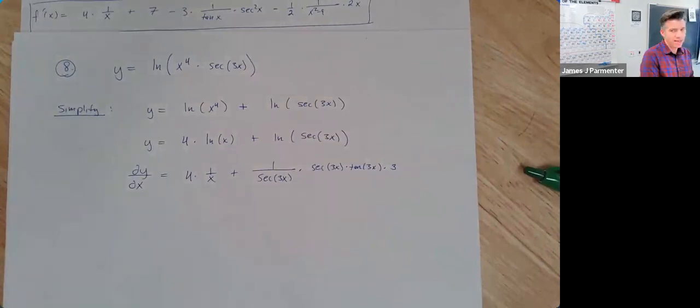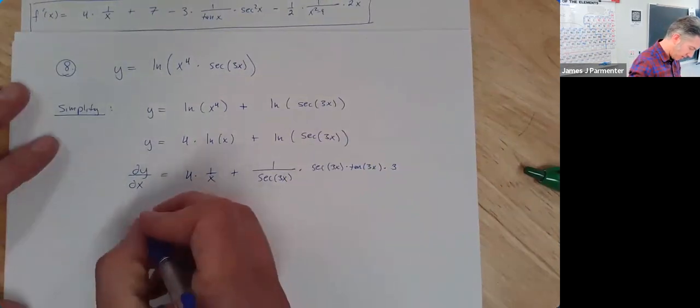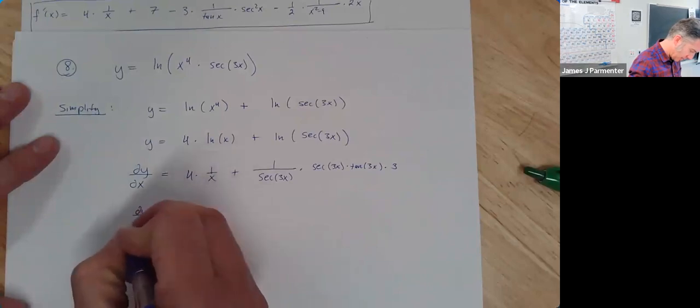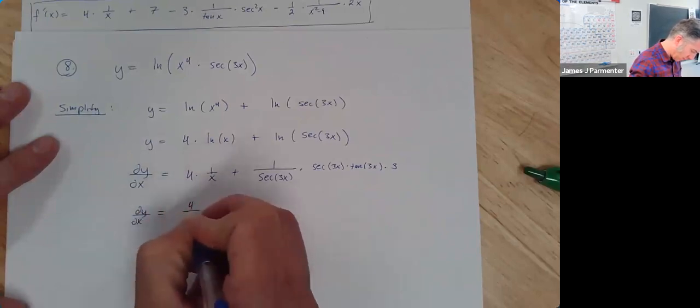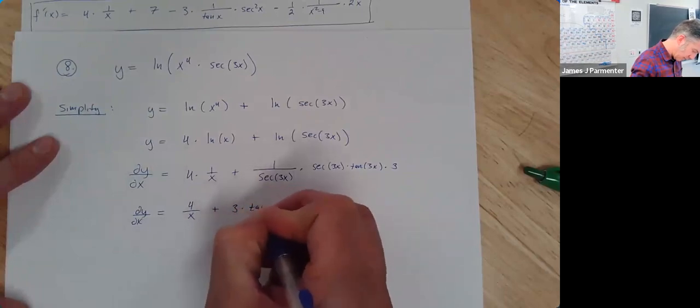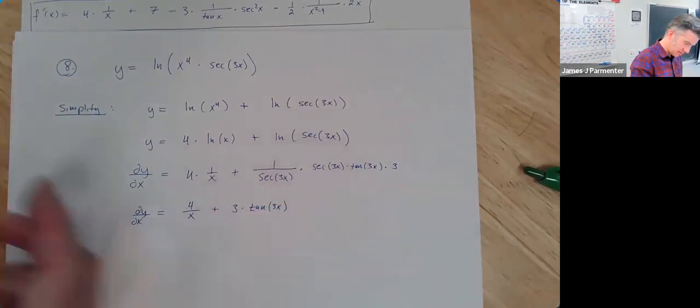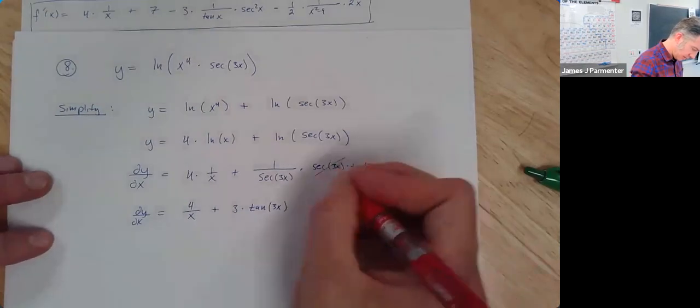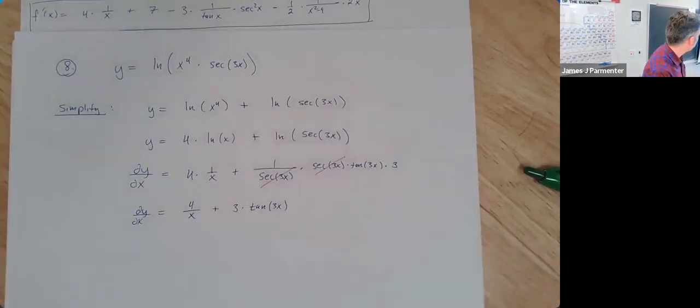And here I would take the additional step of simplifying because I can see some secant of 3x's are going to cancel out. So I would probably rewrite this as dy/dx equals 4 over x plus 3 times tangent of 3x, because this secant and this secant do cancel out. Again, not necessary, but just good to see.